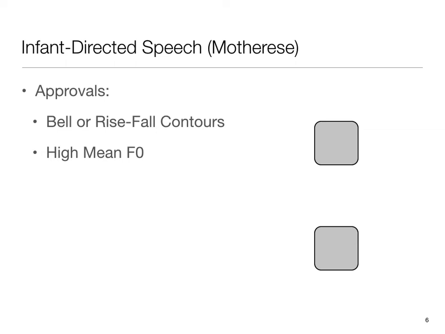So like I said, approvals have these bell patterns or rise-fall contours. That's how they dynamically look. And again, they have a much higher fundamental frequency, a higher pitch, than a comfort does. And we're going to play an example.